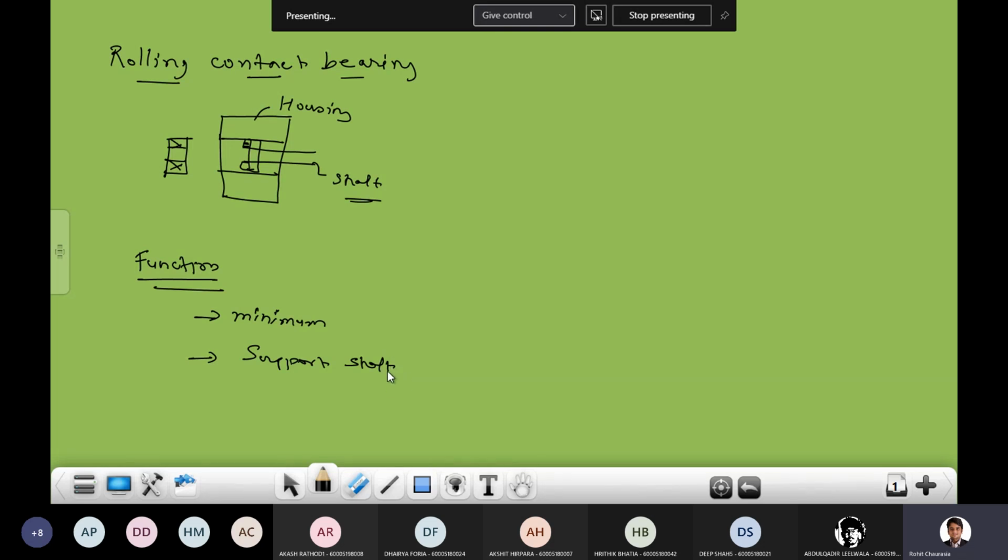Because once we know the function, only then can we go with the design. When we talk about supporting the shaft, this bearing is going to sustain some load. That load is transmitted from the shaft. Whatever load acts on the shaft is transmitted to the bearing, because this bearing is supporting the shaft. So the third function is to take up the forces that are transmitted to it, to sustain and take up the forces.